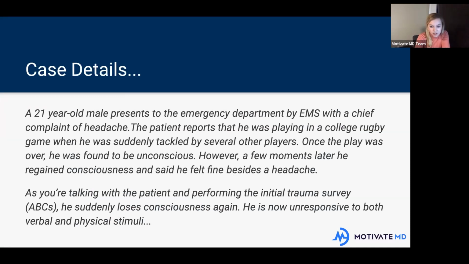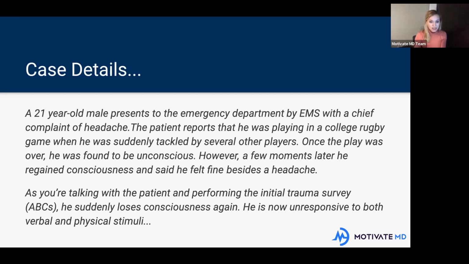As you're talking with the patient and performing your initial trauma survey, ABCs, which stands for airway, breathing, circulation, he suddenly loses consciousness again. He is now unresponsive to both verbal and physical stimuli. So in terms of verbal, what I mean is you literally going up to the patient, kind of close to their face actually, and saying, excuse me, John Doe, can you hear me? Can you hear me?